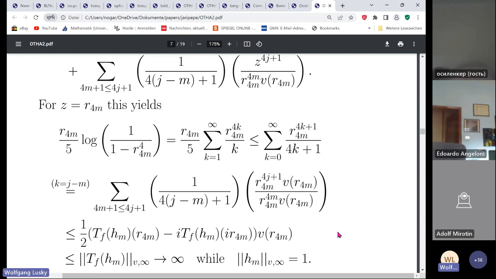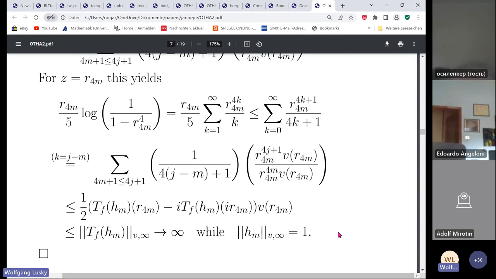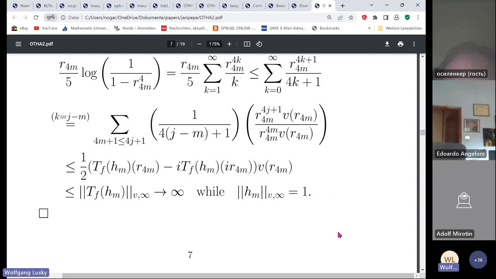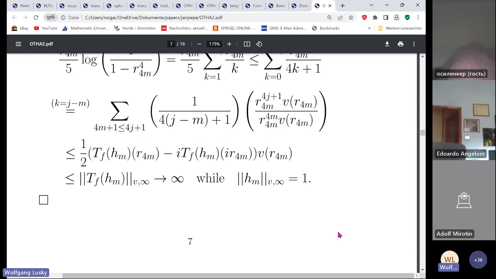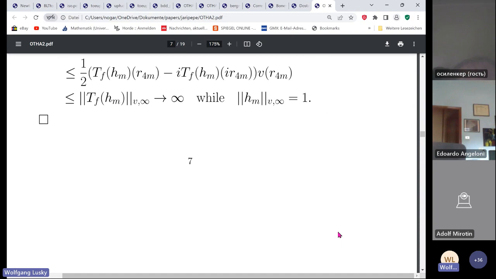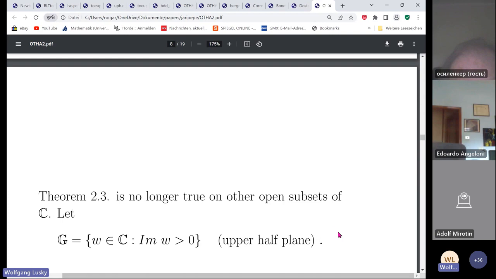But this is all. Now, here it was quite essential that we used standard weights, so especially radial weights. If we drop the radiality for our given weights, then this is no longer true. And I will give an example for this. And this is the only point where I consider other open subsets of C.